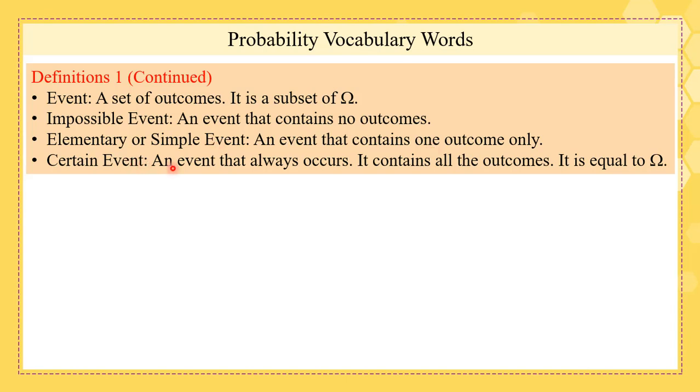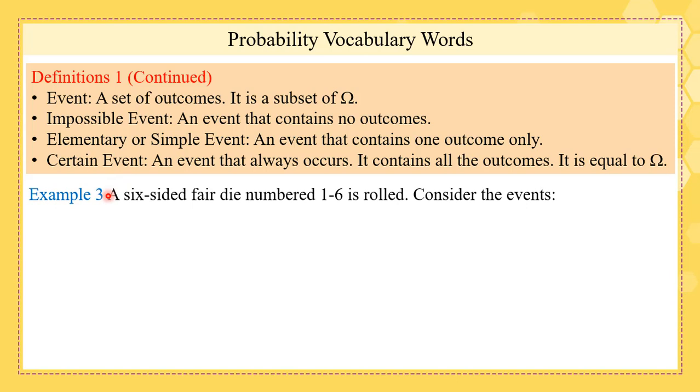And the certain event, which is the event that always occurs, it contains all the outcomes and it's equal to omega. For example, if I want to talk about the students of your class and I want to choose a student from the class who is less than 10 years old, this would be an impossible event because I'm not going to find anyone. Whereas if I want to take a student from your class who is more than 10 years old, we're going to see that this is a certain event because this event will contain all the elements. All the students would be in this set.